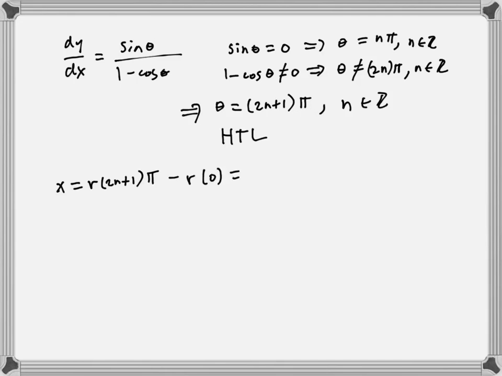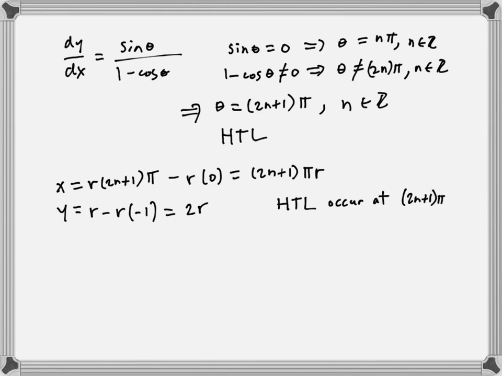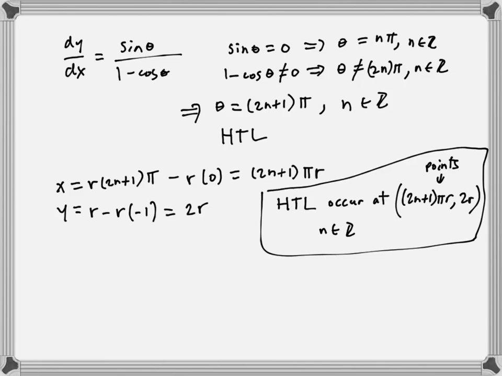So this is just, I'll put the odd number first and then times, let me write it this way, pi r. So that's x, and then y is equal to, remember, y is equal to r minus r cosine theta, right? But what's cosine of any odd multiple of pi? It's actually -1, and so this ends up being 2r. Okay, so horizontal tangent lines occur at (2n plus 1) pi r, and then 2r, where n is any integer. These are the points. Okay? I'm going to draw a picture of this. Don't worry.